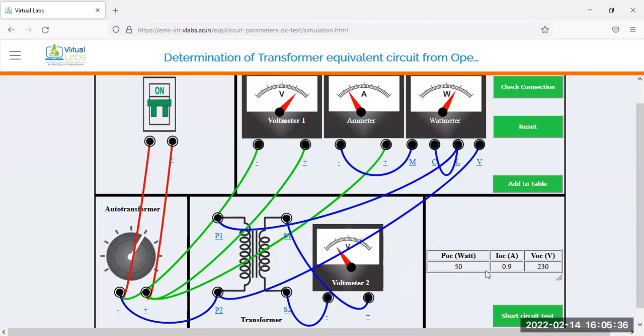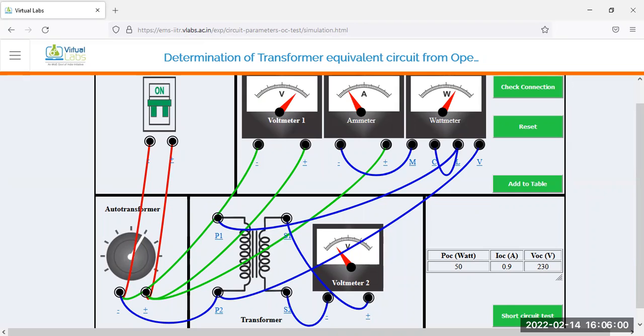Okay. So how can you calculate? We already explained some concept here. So you may go through the calculation part, that doesn't matter, and complete the process. Otherwise, if you go through the simulation purpose for the next, that is the short circuit test, you can note down this data and click here.